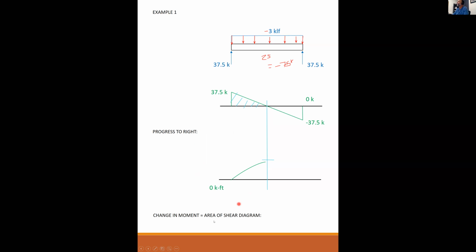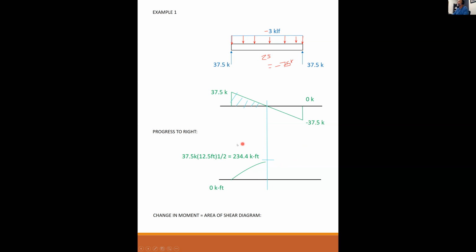Looks kind of like that. Change in the moment is equal to the area of the shear diagram. So 37.5 is the height times 12.5 is the width times 1/2 because it's a triangle. My maximum moment is 234.4 kip feet.